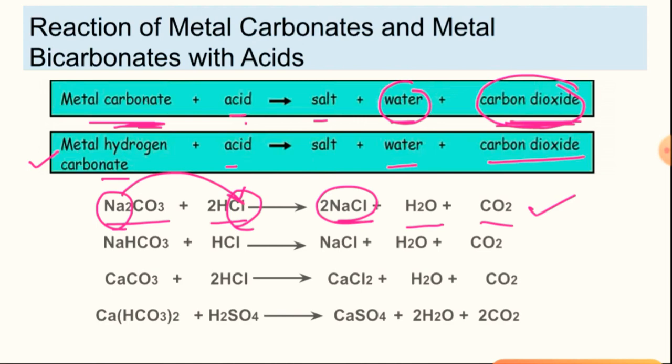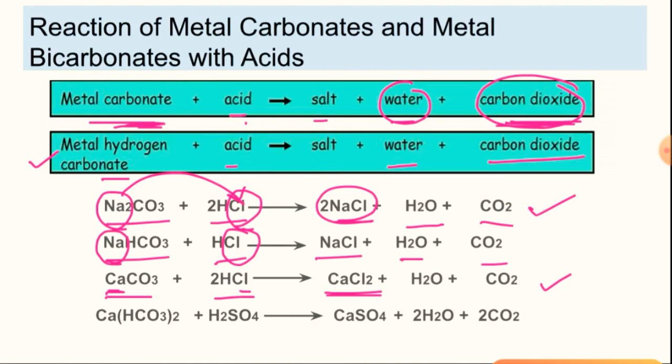Let's take another example, sodium hydrogen carbonate and hydrochloric acid. So what will they form? Again we have the same cation, sodium, and the anion is chlorine. So sodium and chlorine will form sodium chloride, and water and carbon dioxide we will get once again. If we have calcium carbonate as the base and hydrochloric acid, now the cation is calcium and the anion is chlorine. So they will form calcium chloride, and the formula of calcium chloride is CaCl2. And water and carbon dioxide we get as byproducts.